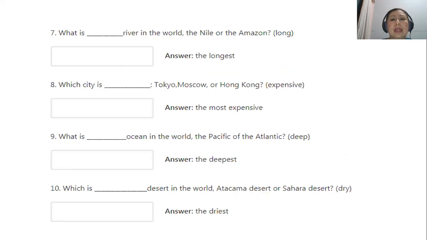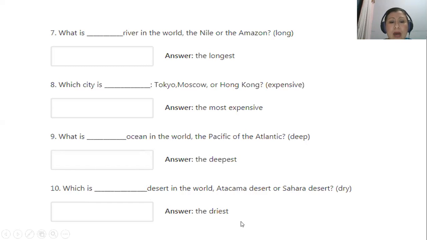River in the world, the Nile or the Amazon. And number eight, which city is the most expensive? Tokyo, Moscow, or Hong Kong? Yeah, so the most expensive. One of them is the most expensive. Maybe they can be Tokyo, maybe. Okay, number nine. What is the deepest ocean in the world? The Pacific or the Atlantic, right? Maybe the Pacific, right? There's no comparison.